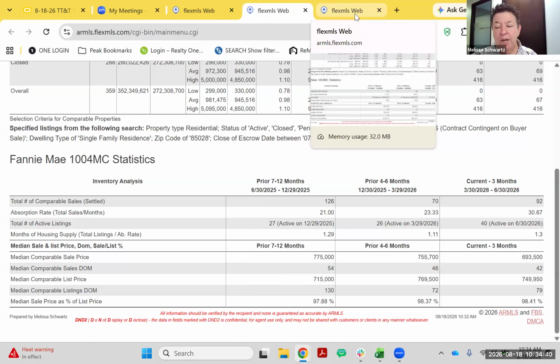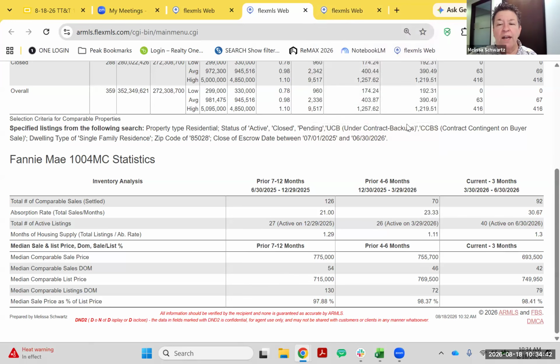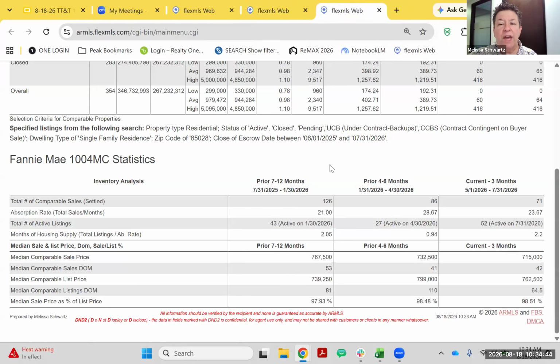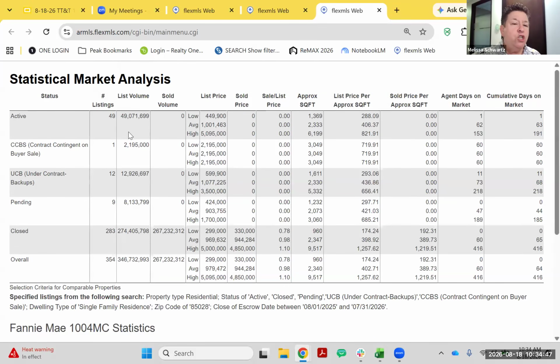Make sense? Okay. So let's go ahead and go up here. We're going to go to the other one that we had before, but let's go up here. If you've never looked at the statistical market analysis, this is kind of fun to just see where your low, average, and high numbers are. And again, this gives you that peak, right? The high is at $5 million in 85028. So again, that's going to tell you, okay, should I adjust this?